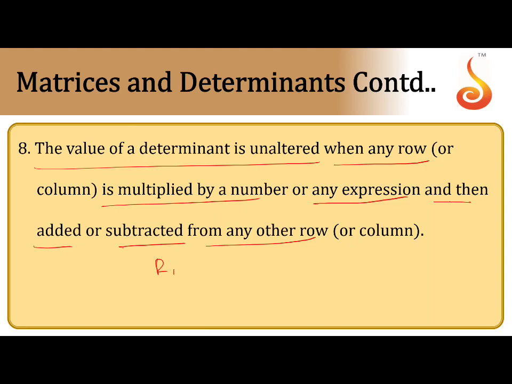That means you have to apply row operations, R1 as R1 plus 2R2, R2 as R2 minus 3R3. So you can apply row operations or column operations, and the value of determinant will not change. That is the condition. This we know from solving so many problems at the PU level. So now we can easily solve these questions.